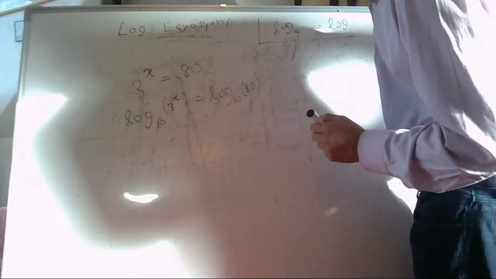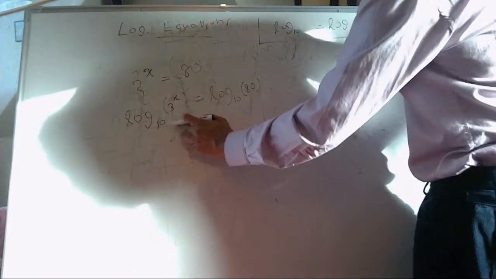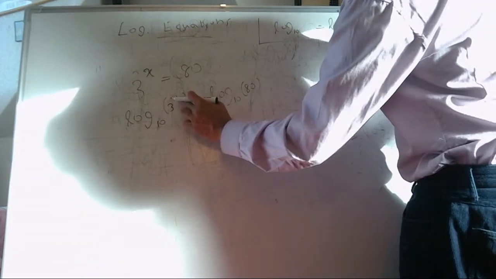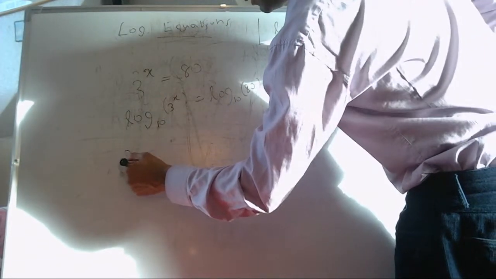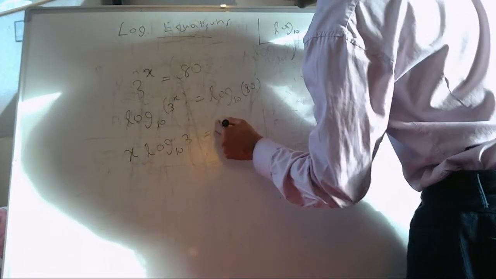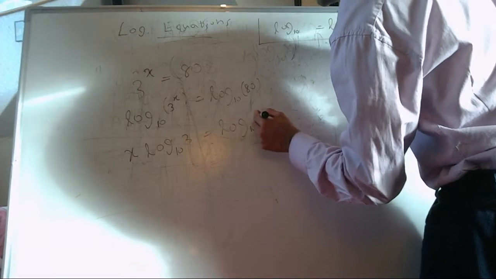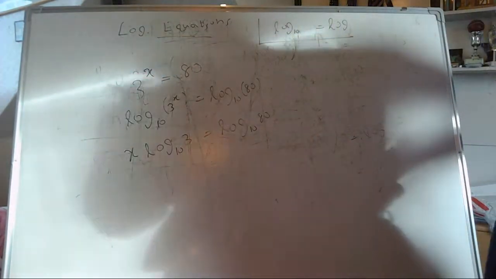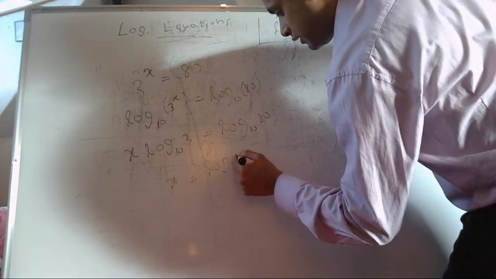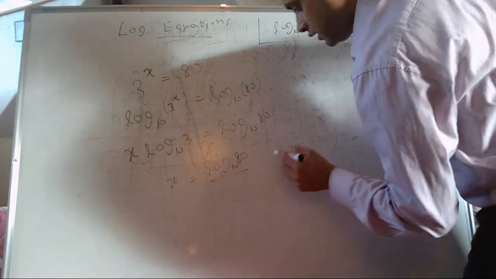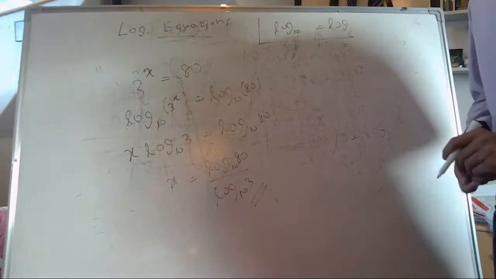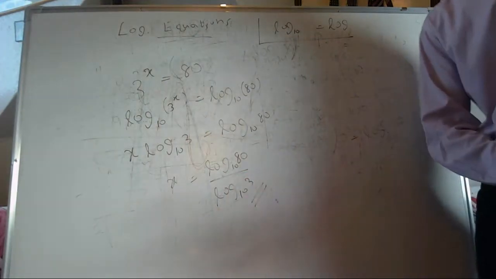So if we now look at this, on this side I have log base 10 of 3 to the x, so I can put this x at the front using the power law. That means x log base 10 of 3 equals log base 10 of 80. Now x equals log base 10 of 80 divided by log base 10 of 3. So that's the answer. You can plug this into the calculator and it will give you the answer.